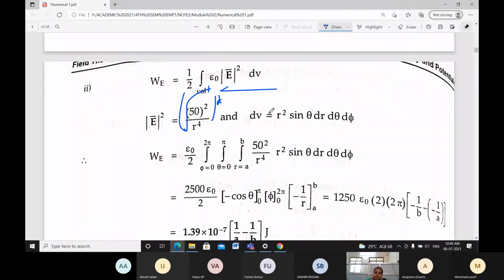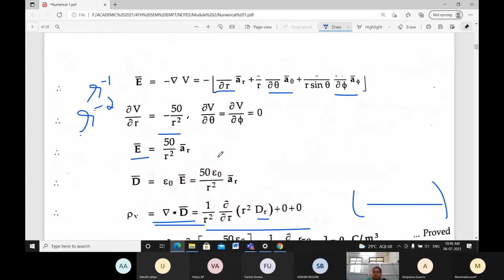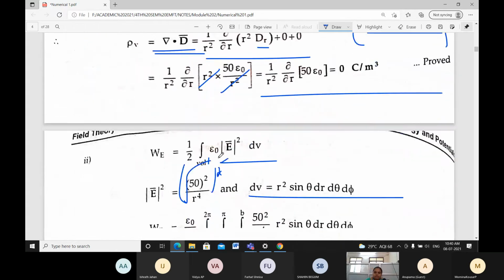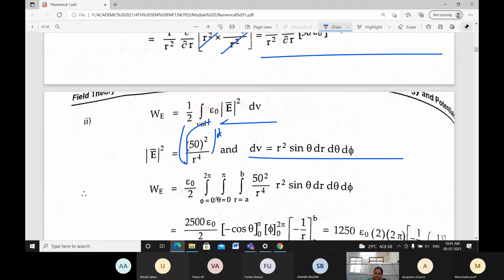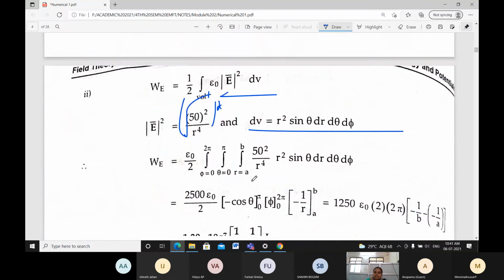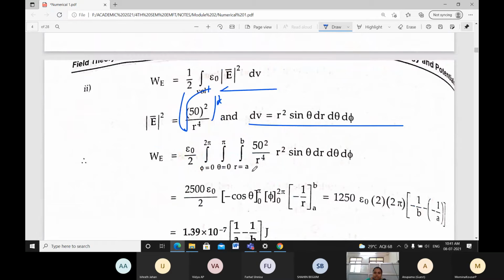Therefore, here the dV is going to be what? R square sin theta dr dθ dφ. This you have to remember. Then where is our phi varying? In general, in the problem it will not be given. You should know this. Phi is varying from 360 degrees, therefore 0 to 2 pi. Theta is varying from 0 to pi, and in this case R is given for us. For that reason, R is varying from A to B, and write your E square: 50 square divided by R raised to 4 into R square sin theta dr dθ dφ.